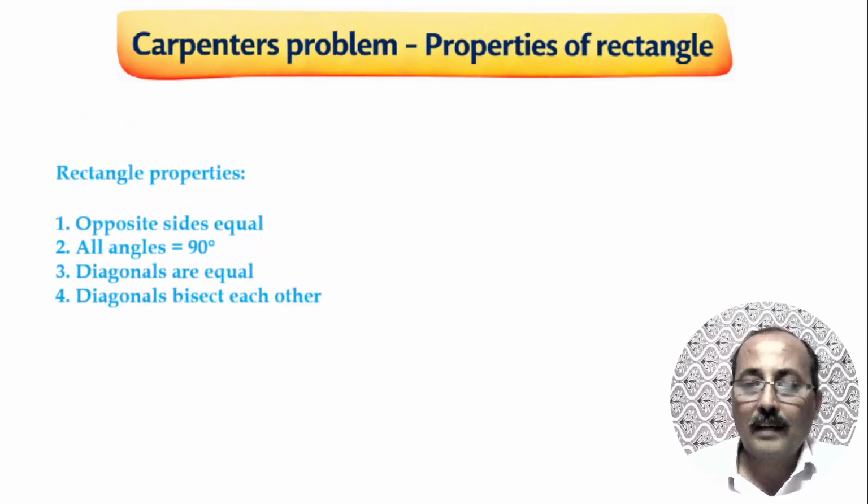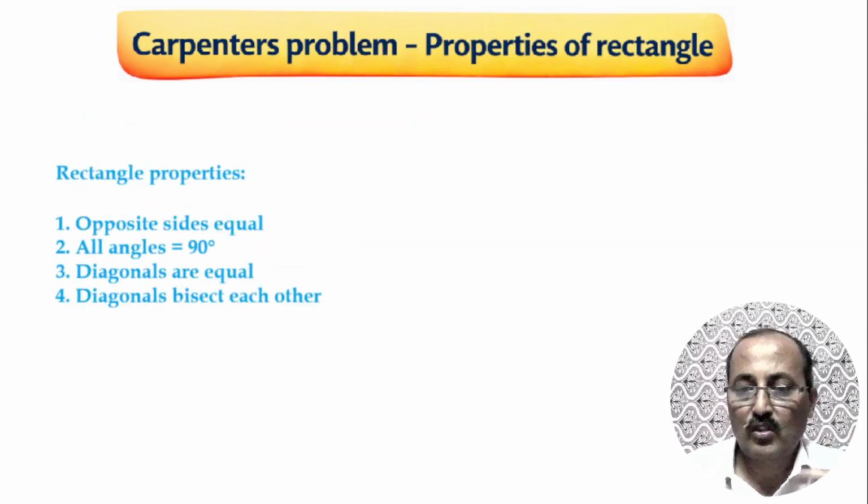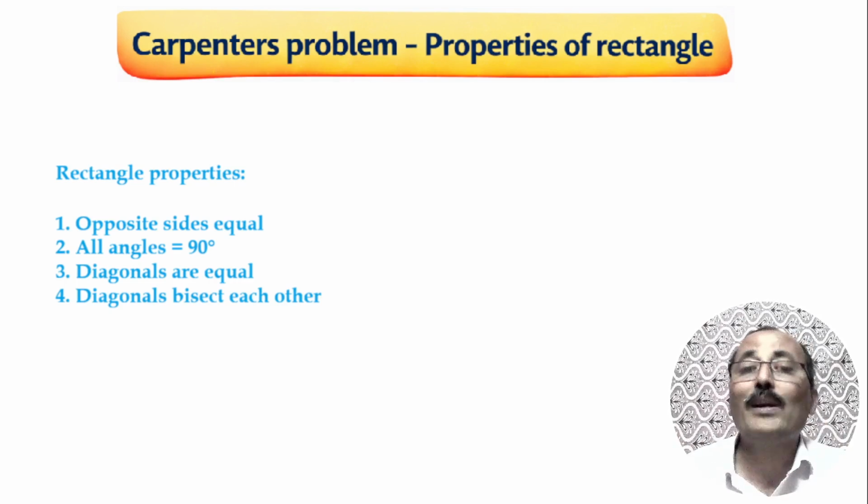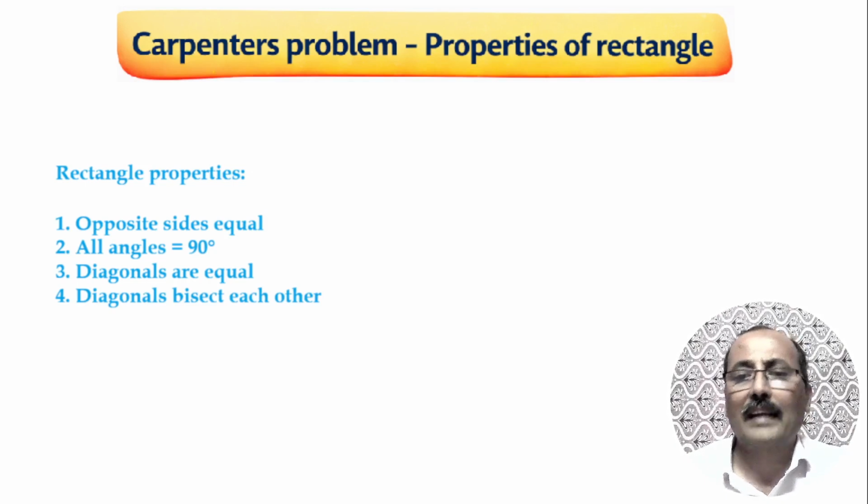First of all, the carpenter has only two strips. With the help of that, he constructed one rectangle and proved that it is actually a rectangle. By proving that, he has proved these four conditions. We are able to deduce these four conditions: that opposite sides are equal with the help of congruence, all the angles are 90, and diagonals are equal.